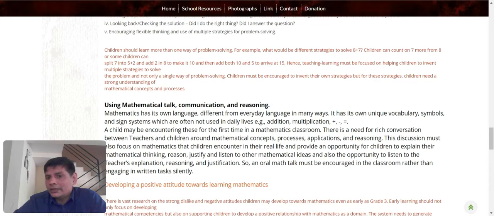Hence, teaching and learning must be focused on helping children to invent multiple strategies to solve the problem and not only a single way of problem solving. Children must be encouraged to invent their own strategy, but for these strategies, children need a strong understanding of mathematical concept and process.